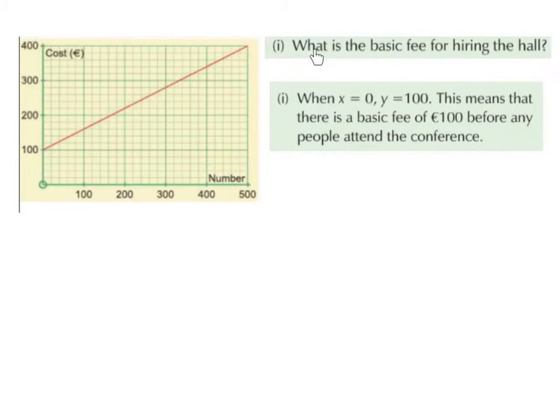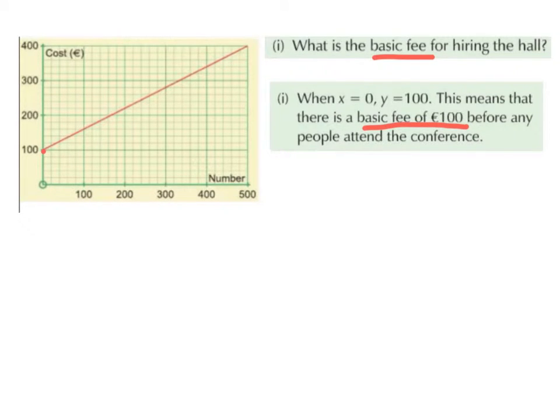So part 1. What is the basic fee for hiring the hall? When x is equal to 0, y is equal to 100. So this point here is the point (0, 100). This means that there is a basic fee of €100 before any people attend the conference. So when the number of people is 0, before any people have attended, the cost is already at 100. So the basic fee is €100.